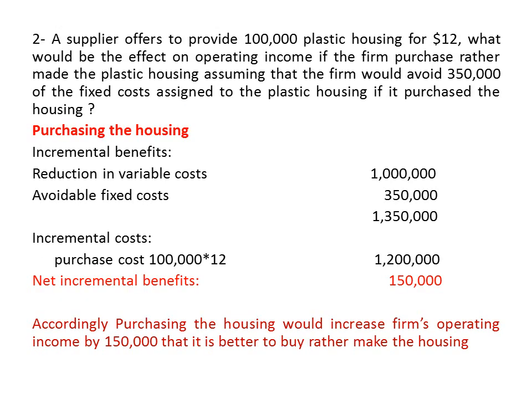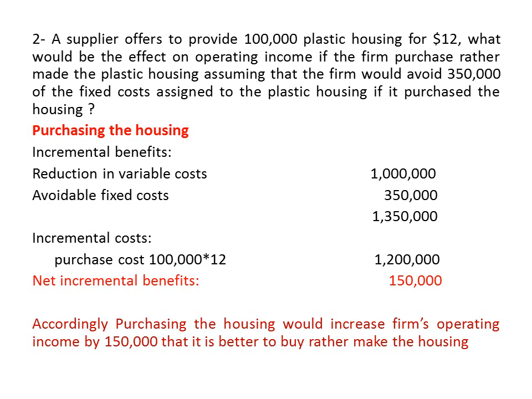The second case, a supplier offers to provide 100,000 plastic housing for $12 each. What would be the effect on operating income if the firm purchased the plastic housing, assuming that the firm would avoid $350,000 of its fixed cost assigned to the plastic housing if it purchased the housing? Okay, it is a make or buy decision.